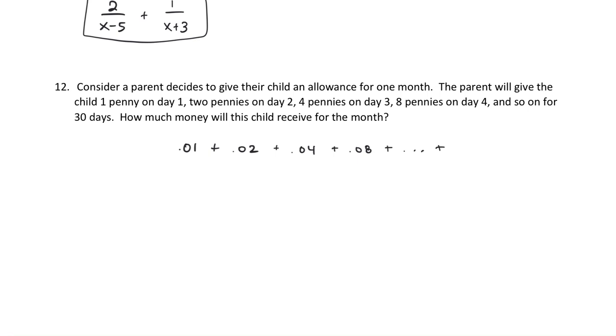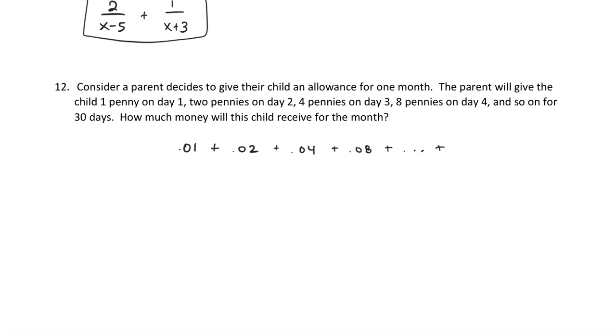This is not an infinite sum because it's going to go on for 30 days. So this is a partial sum. If you remember in class, in chapter 7, we talked about two different partial sums, arithmetic and geometric. This is going to be geometric because it's doubling every time. It's being multiplied by 2.